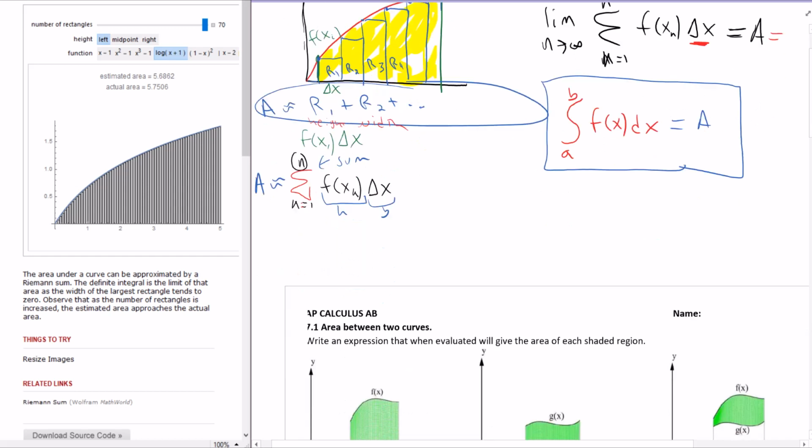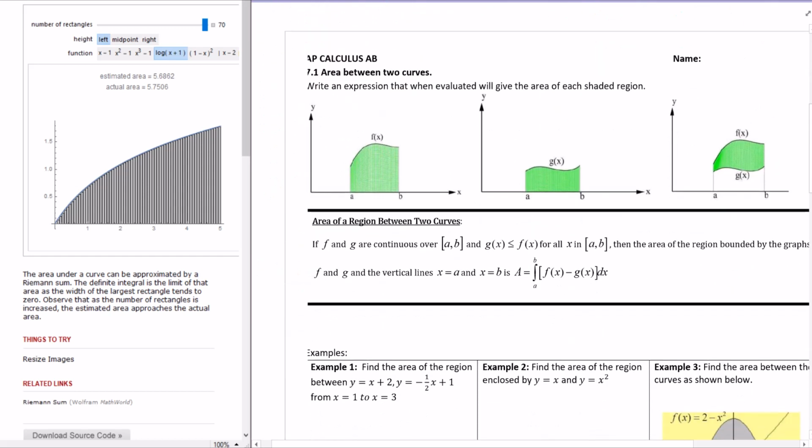So let's go down to here. The first three little problems on here are just asking us to find the area of the shaded region, or write an expression that would give the area.